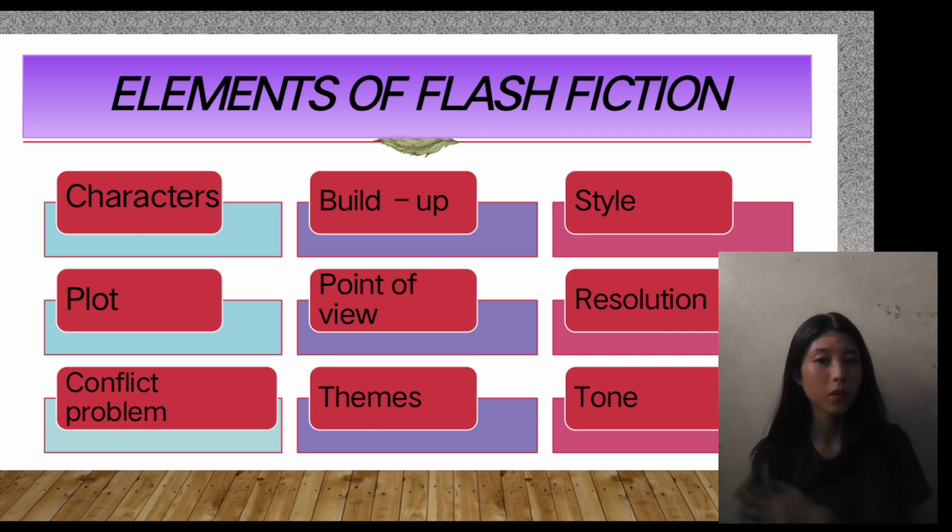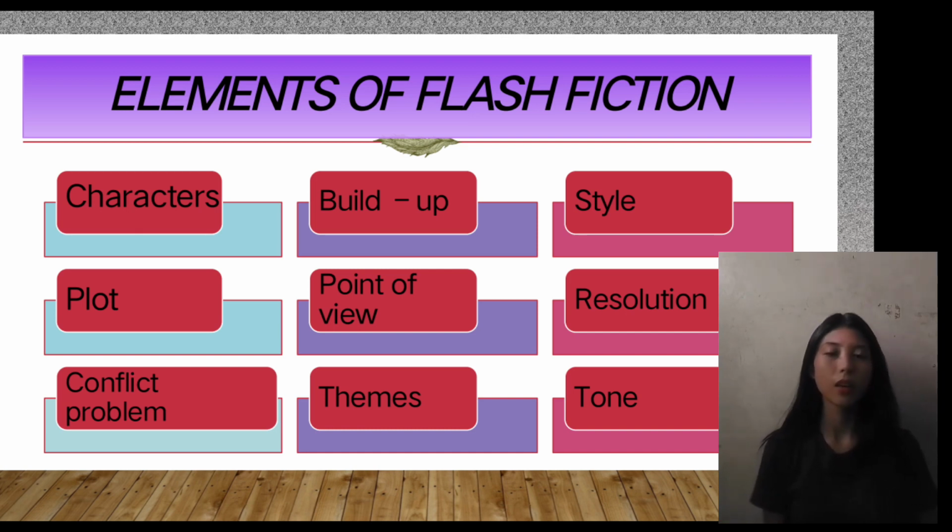Fifth is the resolution. It is the conclusion of the story where the conflict is resolved or addressed, providing closure to the narrative. Sixth is the point of view. It is the perspective from which the story is told, whether it's first person, third person, or another narrative viewpoint. Seventh is the style. It is the author's unique voice and manner of writing, encompassing choices in language, tone, and literary devices.